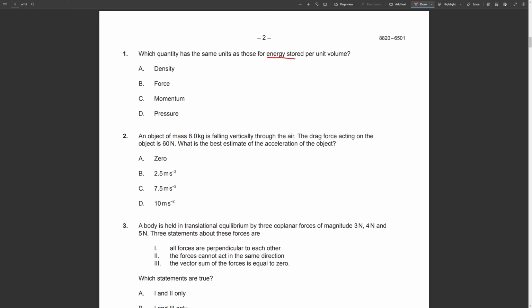Let's begin with the energy stored per unit volume. It's joule per meter cube, where joule is the work done, which is Newton meter divided by meter cube. So after simplifying, it is Newton per meter square. Newton per meter square is equivalent to force over area, which is pressure. The answer is D.